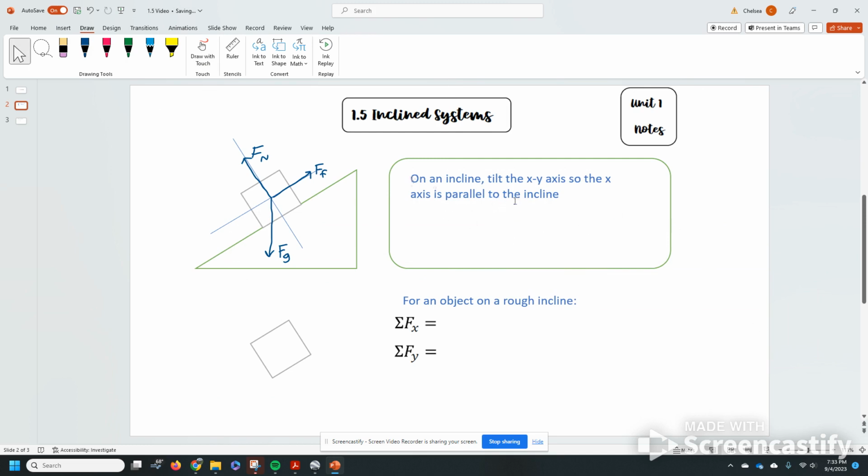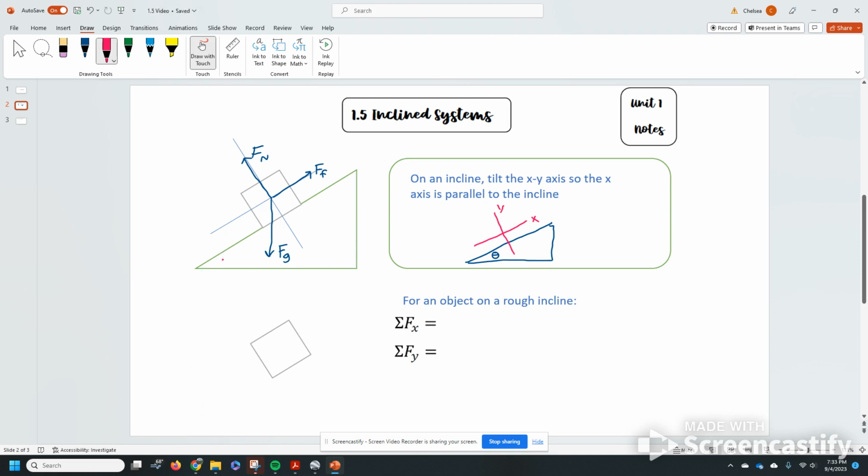So on an incline, we're going to tilt the xy axis. So the x-axis is parallel to the incline. You can kind of draw that here. So if we have an incline, our x and y axis can just be tilted. So let's break this weight into components.